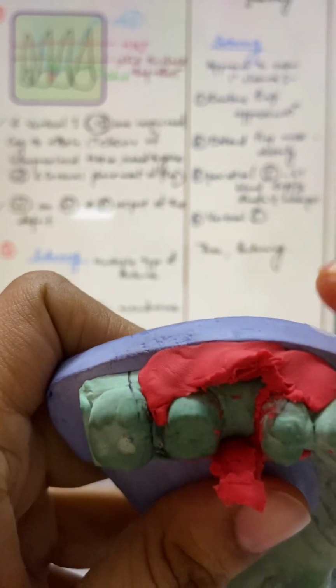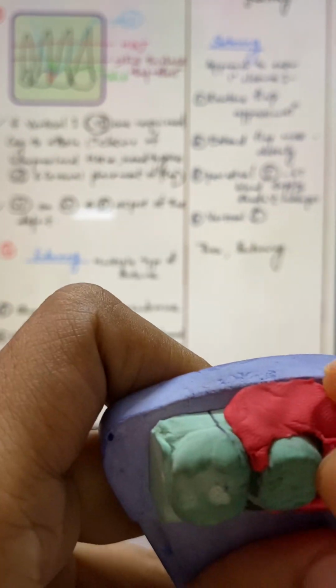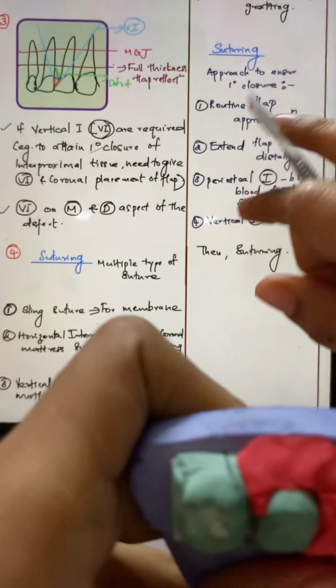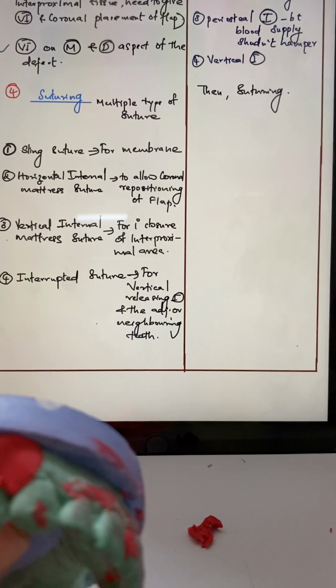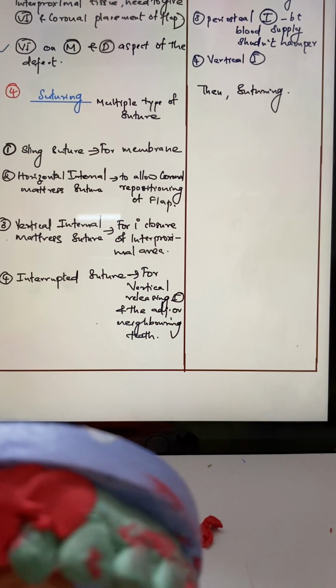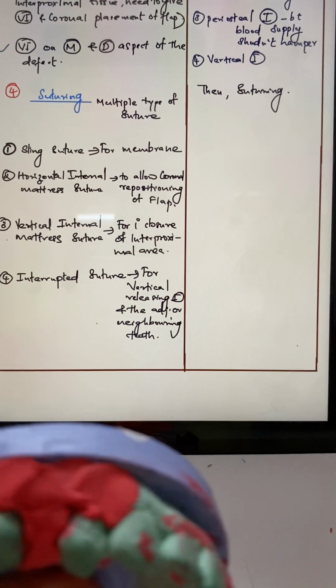And after that we have to do the suturing, and here we can give multiple types of suture, like the sling suture, horizontal internal mattress suture, vertical internal mattress suture and interrupted suture. All these multiple types of suture can be given after this procedure.